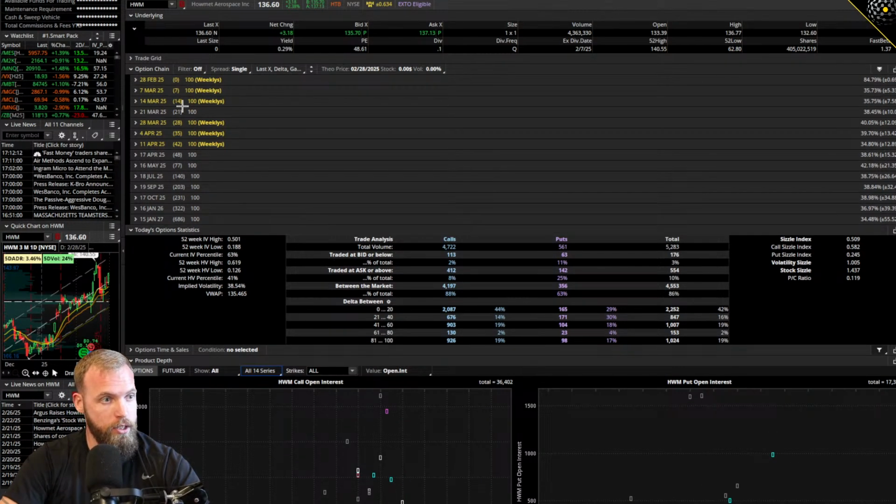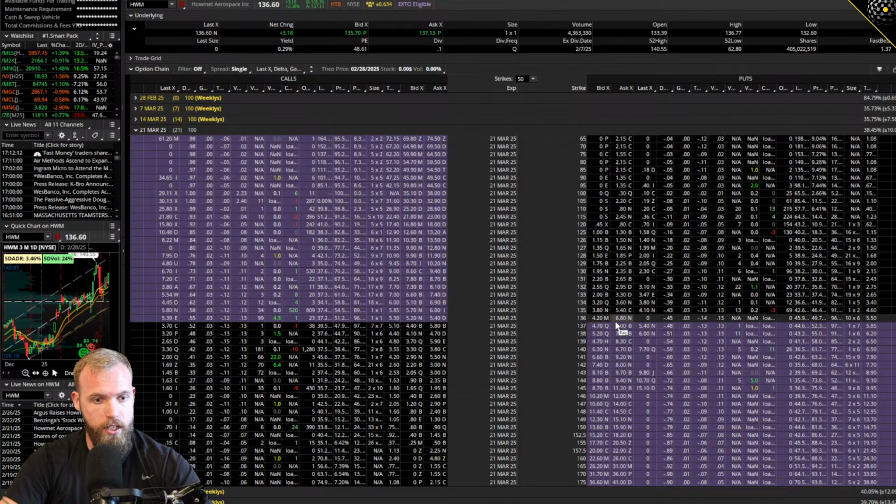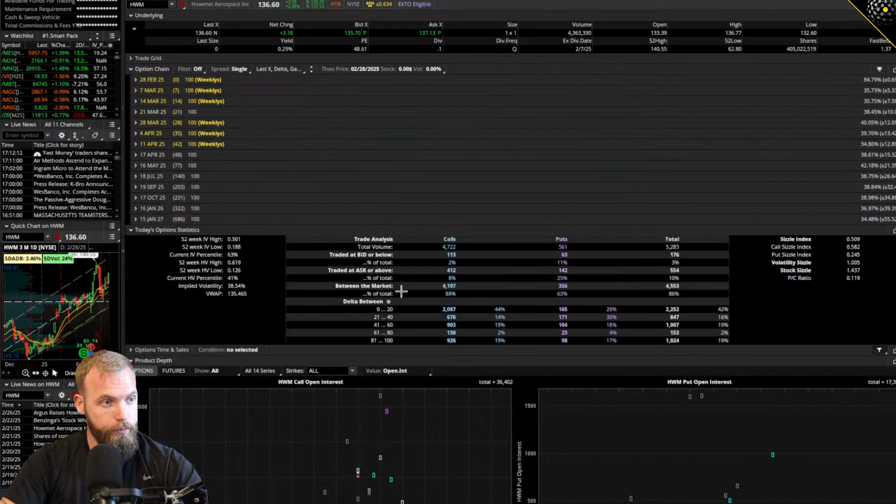Let's take a look at what this might look like. Let's go to the 21 March and take a look at the liquidity here. These are $1.60 wide for an at the money put. That's actually super illiquid. And then these are $1.40 wide for an at the money call. So these are also very illiquid. Important point. We're going to circle back to it in a little bit.